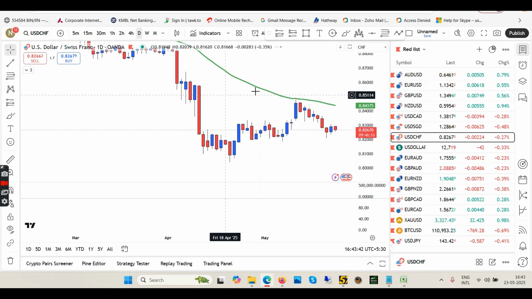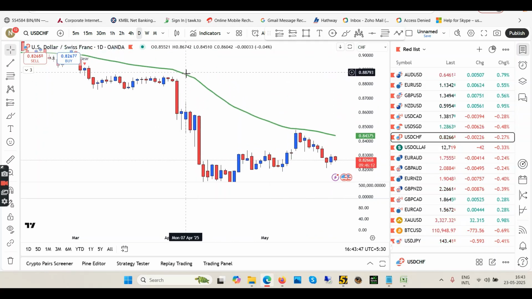Coming back to daily, we are still below the EMA but near to the EMA. Okay, so keep an eye. We are curving and then we are trying to go up. Maybe in the coming weeks we will go up.